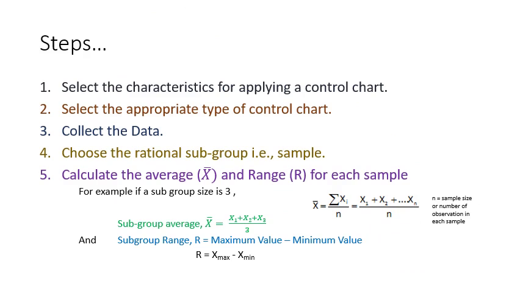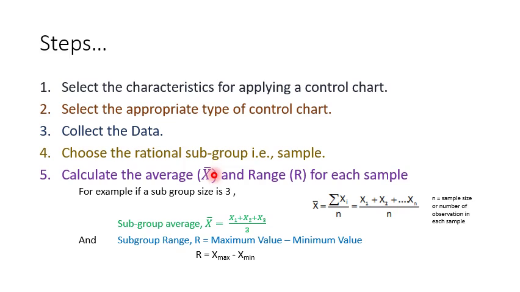There are some steps involved in the construction of X bar and R chart. The first step is to select the characteristics for applying a control chart. The second step is to select the appropriate type of control chart according to the given problem or the given numerical. The third step is to collect the data. The fourth step is to choose the rational subgroup, that is the sample.